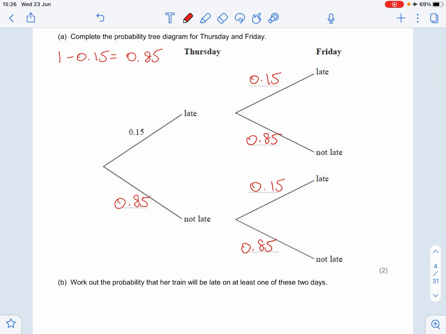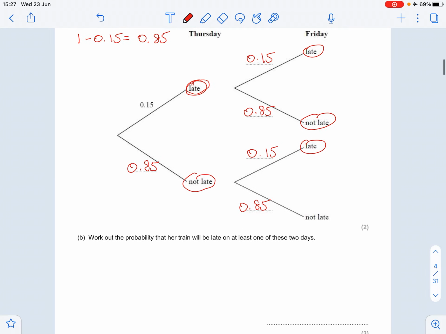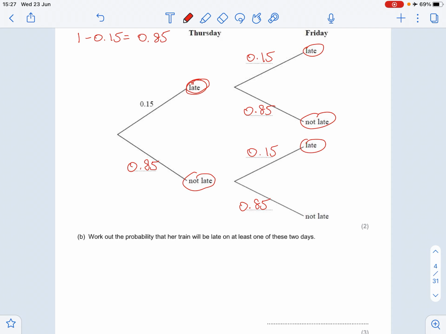Part B, we are asked to work out the probability that her train will be late on at least one of those 2 days. So at least late on one of those 2 days means she could be late on both days, late on one day but not the other, or not late and late. So in all 3 cases, she is late on at least one of the days. And to find out, we need to multiply the probabilities together.